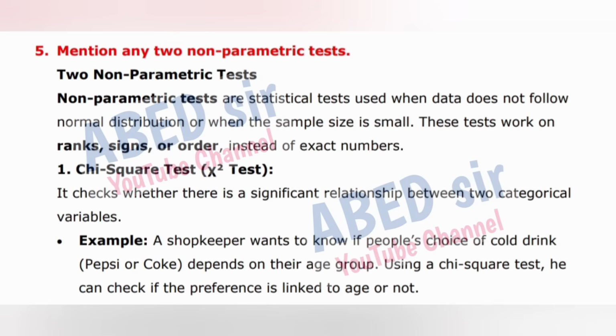1. Chi-square test, chi-superscript 2 test. It checks whether there is a significant relationship between two categorical variables. Example: a shopkeeper wants to know if people's choice of cold drink, Pepsi or Coke, depends on their age group. Using a chi-square test, he can check if the preference is linked to age or not.